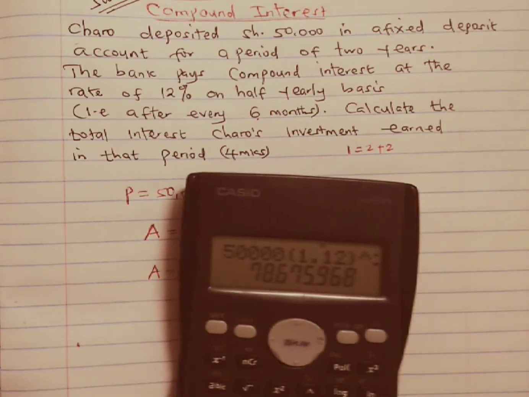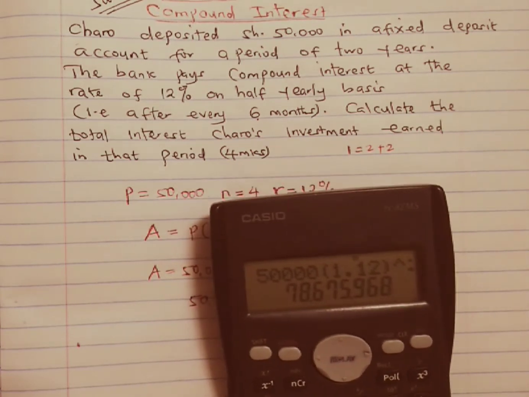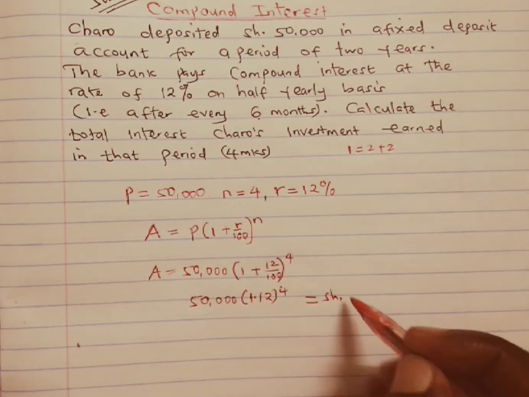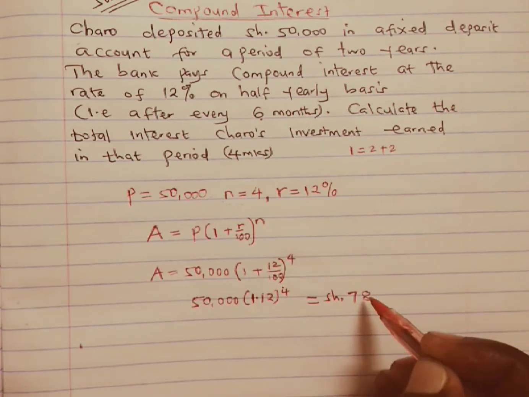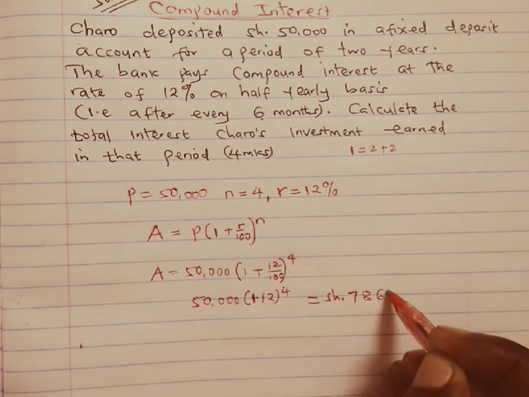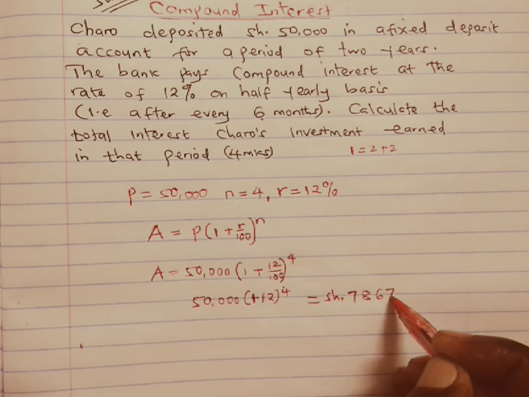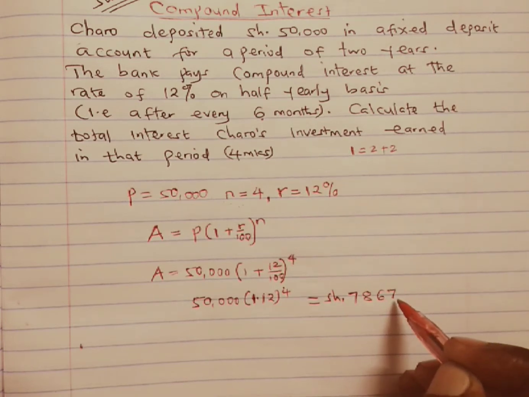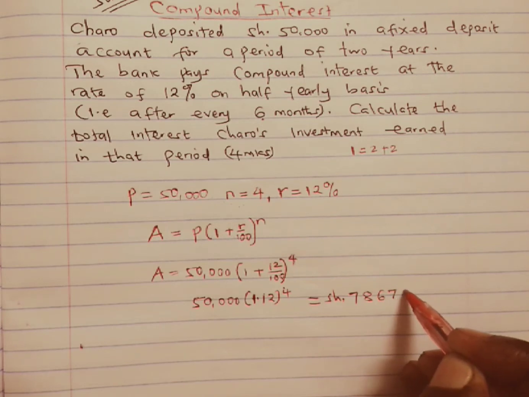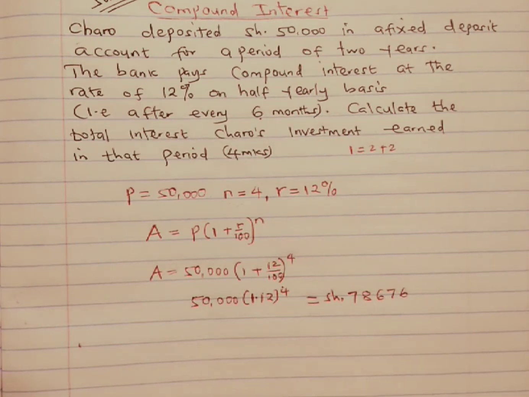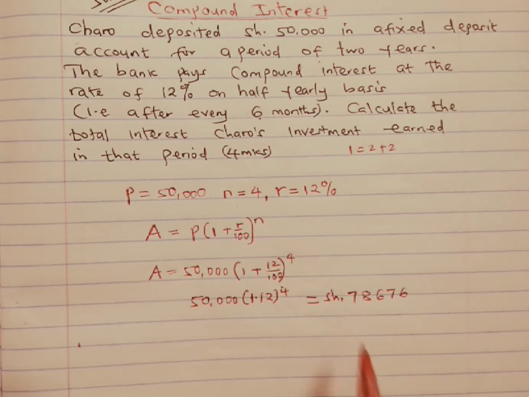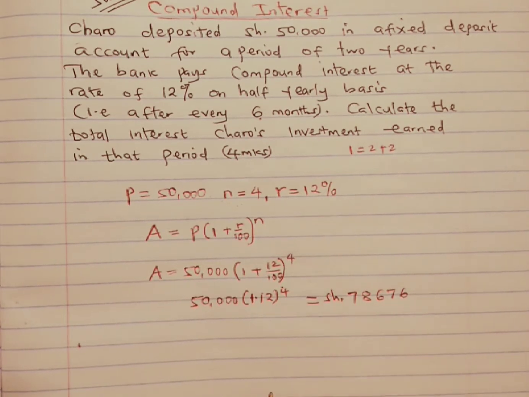this one is going to give us 78,675.968, which is approximately 78,676 to the nearest whole number. This is the total amount of money that is generated after a period of 2 years.